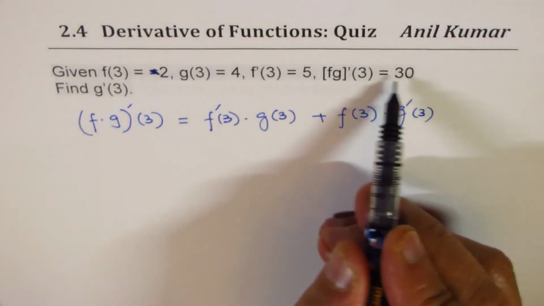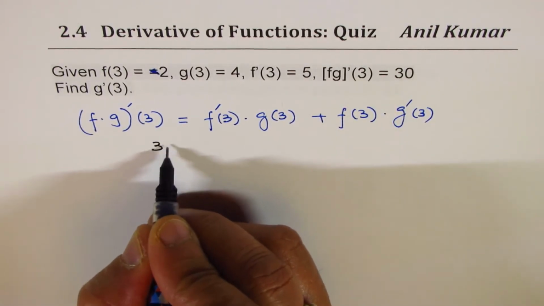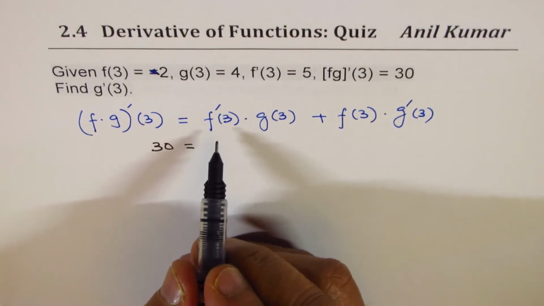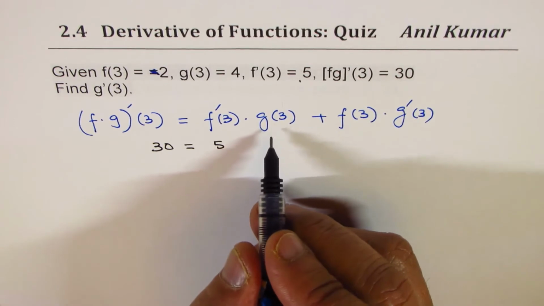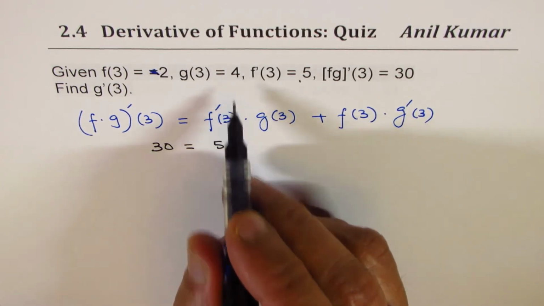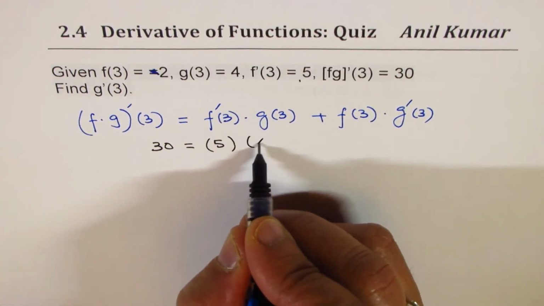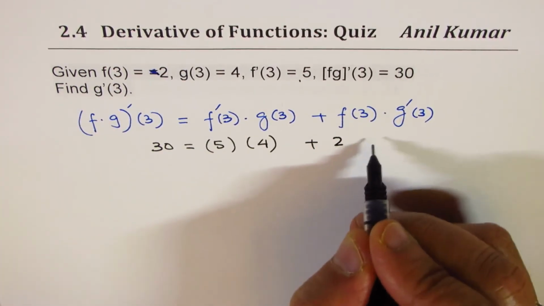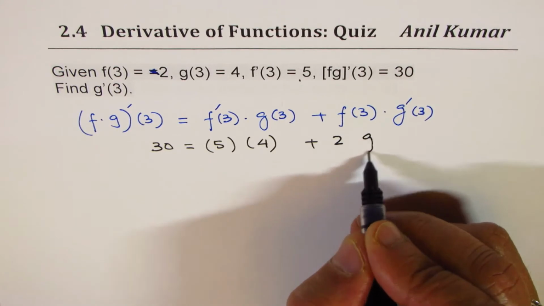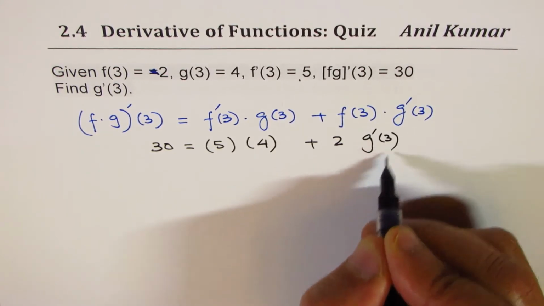Now we are given this derivative, so let's equate that part. Left side is 30. Now f dash 3 is 5 for us, we'll write 5 here. G of 3 is given to us as 4, so this is 5 and this is 4 for us, plus f of 3 is 2, and this is what we need to find.